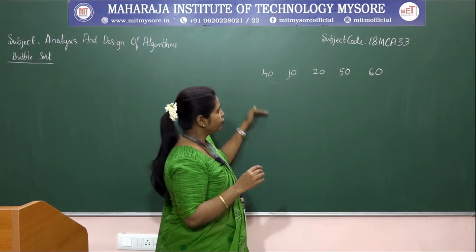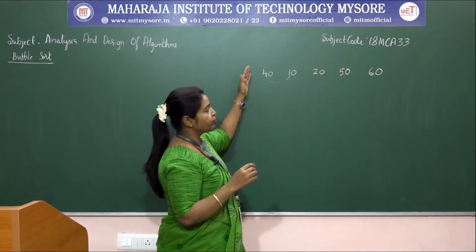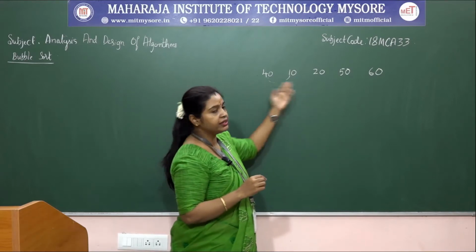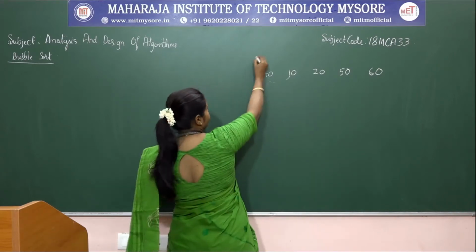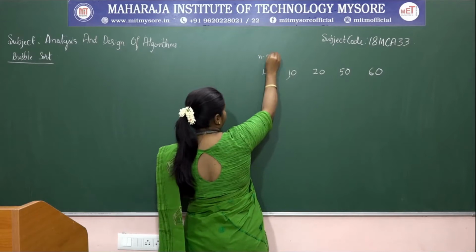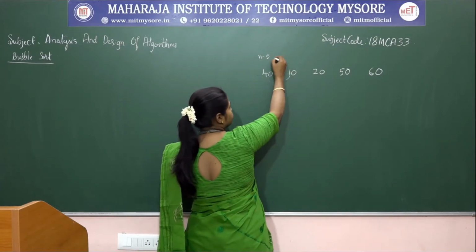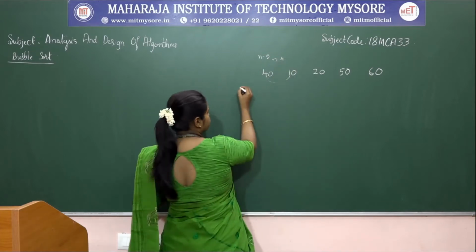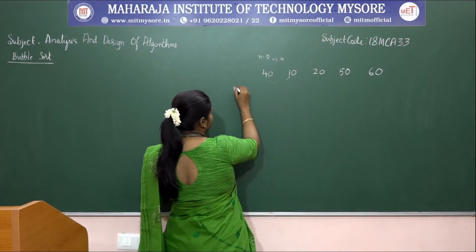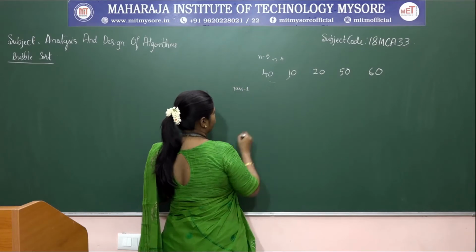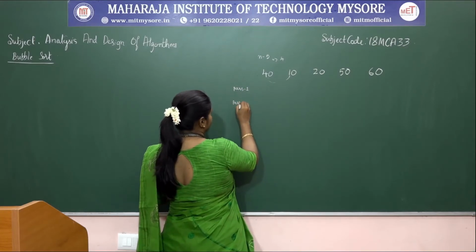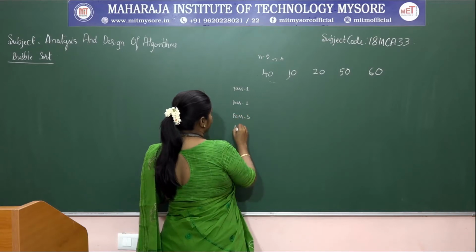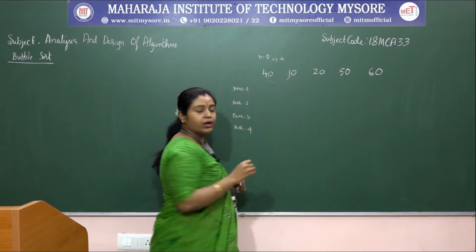Here we need to perform a number of passes based on the number of elements. Here we have 5 different elements, so n is equal to 5. Therefore the number of passes we are going to take will be 4. So 4 passes: pass 1, pass 2, pass 3, pass 4 we are going to do.